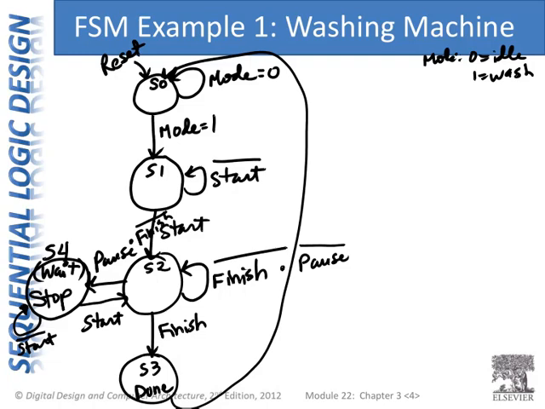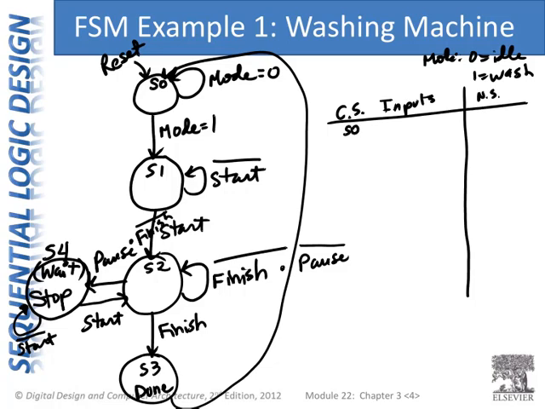Okay, so now we can write our state transition table. Current state on the left, and our inputs, and we put our next state on the right. So if our current state is S0 and our inputs, well, in this case we're only looking at mode. Right up here I'll say what these are equal to. So M equals mode, just to make it easier to write. ST equals start. F equals finish. P equals pause. So if we're in S0, mode is 0, then our next state should be S0 again.